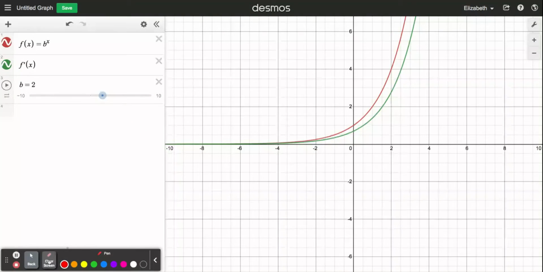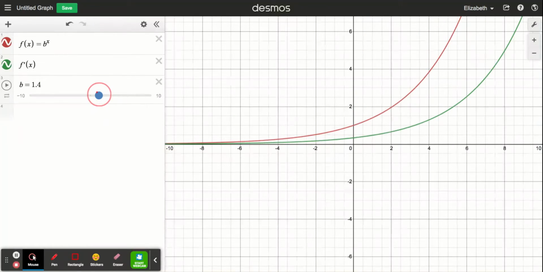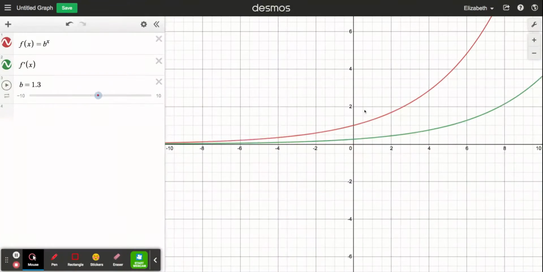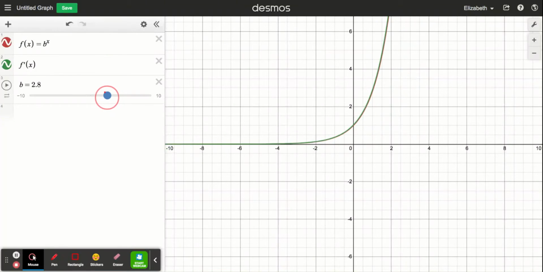And as we move around the b here, we can see that at different values of b, the derivative and the original function, right, it's still exponential, but there's some sort of factor that's being multiplied. But there's got to be one number where you can see here they cross and they meet. So there's one very special base, b, where when you take the derivative, it lays right on top of itself. And it turns out that that base is e to the x.